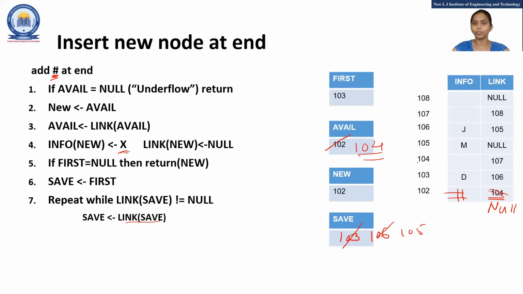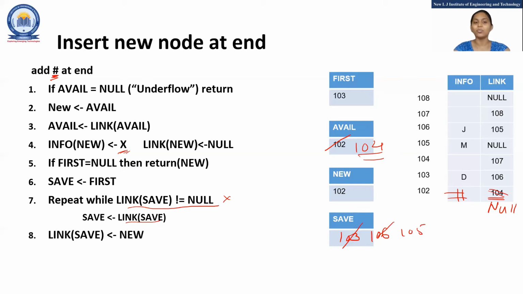Now check. Did I have the link value of 105 null or not? In our case, it is null. So this condition is wrong, so I need to come out of this loop. Yes or no? So this loop will give me the last node of your linked list. Yes. Right now it is giving me the location 105. So it is the last node of my linked list.